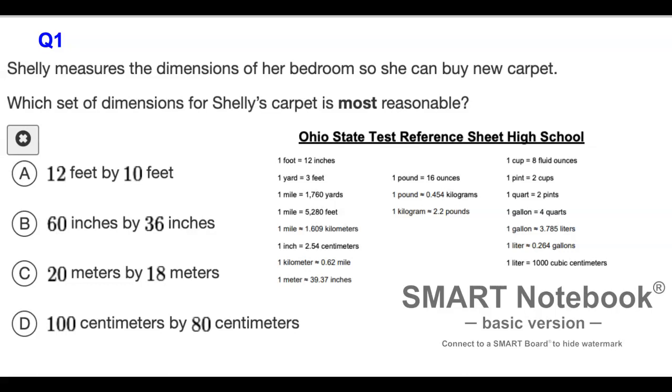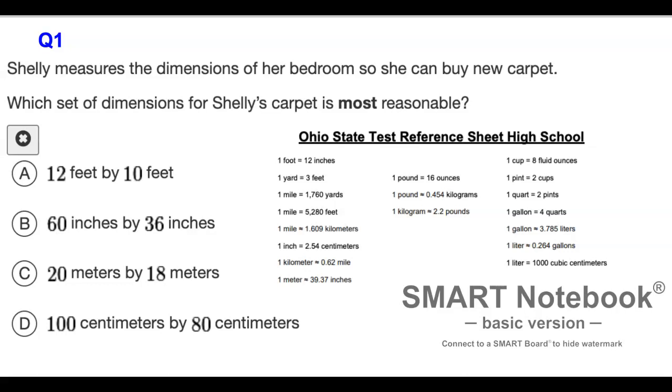Shelley measures the dimensions of her bedroom so she can buy new carpet. Which set of dimensions for Shelley's carpet is most reasonable? So when we look at this, we can see all of our choices A, B, C, and D. They all use different units of measurement. So we have feet, inches, meters, and centimeters.